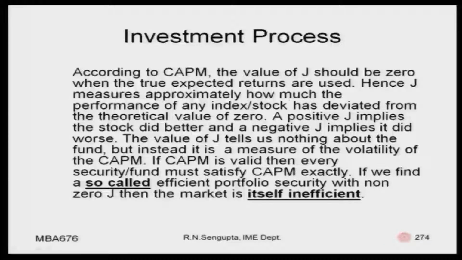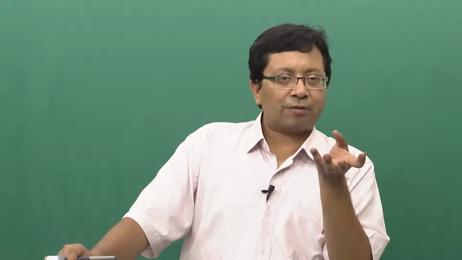The value of J tells us nothing about the fund, but is instead a measure of the volatility in the CAPM model. If the CAPM model is valid, then every security, fund or portfolio you are formulating from that market satisfies the CAPM model exactly. If you find a so-called efficient portfolio security line with non-zero J, then the market itself is inefficient. In case the market is efficient, J can be zero, positive or negative. And if the market and the portfolio mimic each other exactly, or the portfolio you are following follows the CAPM model exactly, then the J value would be zero.